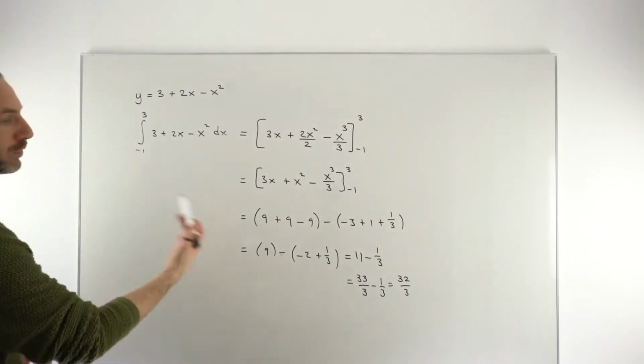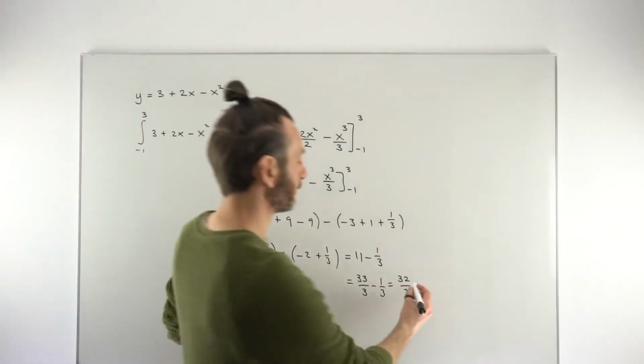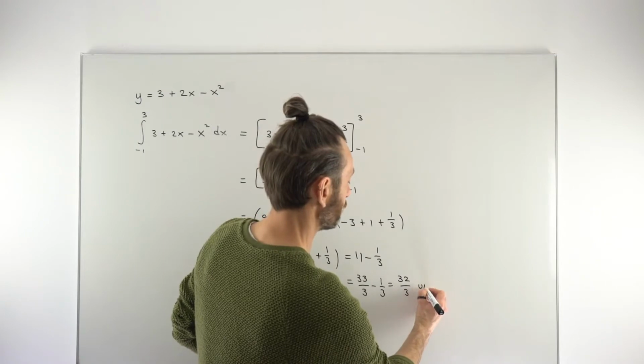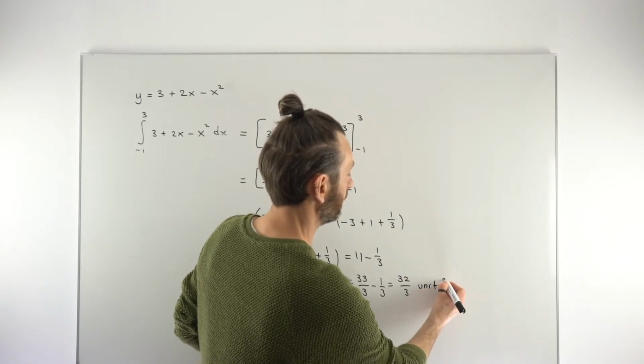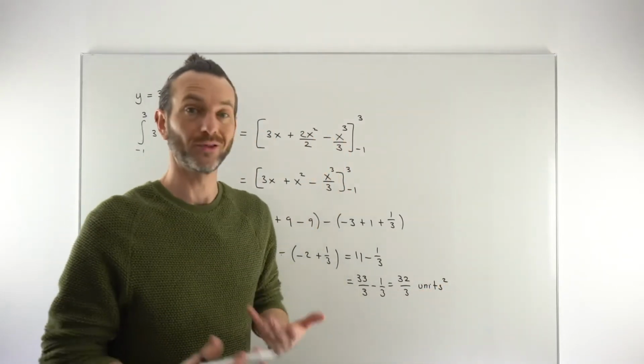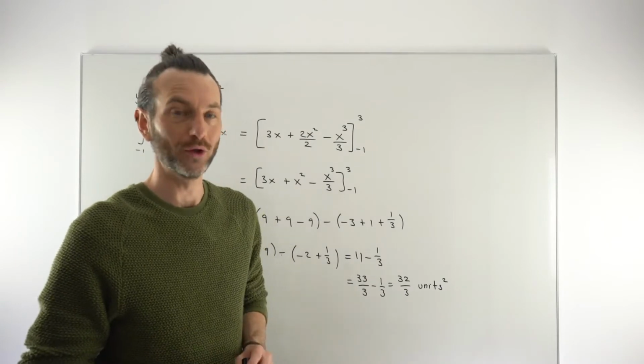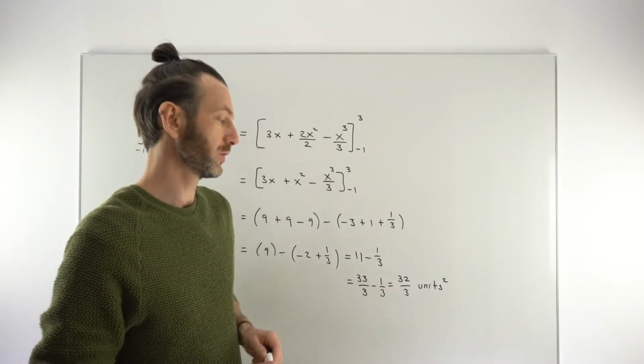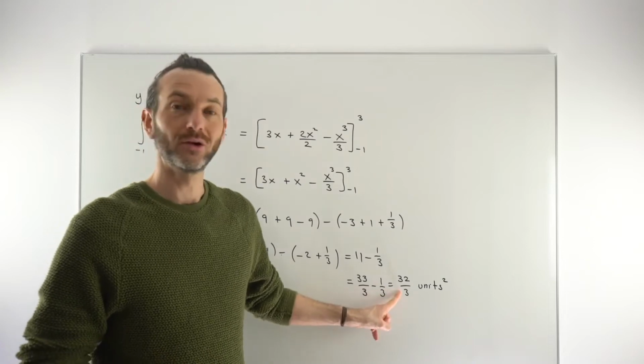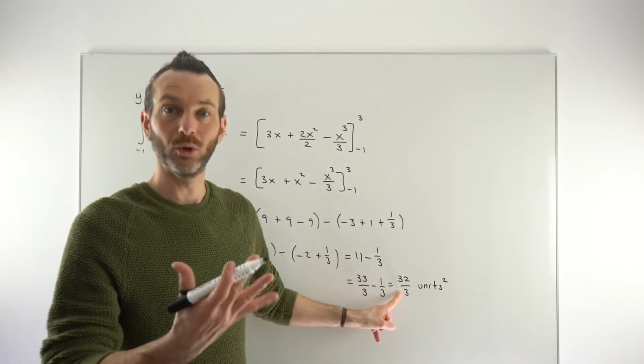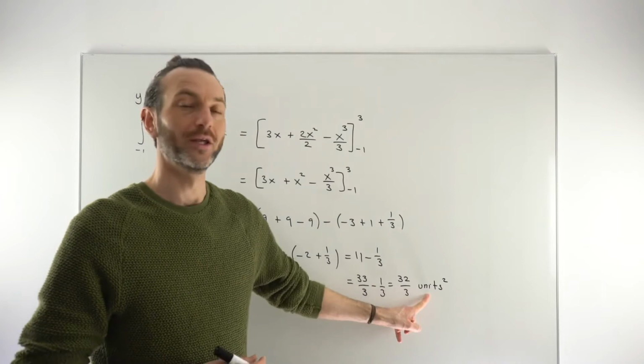But either way, because we're representing an area, we need some unit measurement. So we're just going to use a generic units squared because there are no actual units given in the question. So standard thing to do in this question type. So this is the final answer, 32 over 3, or the decimal equivalent of that, units squared.